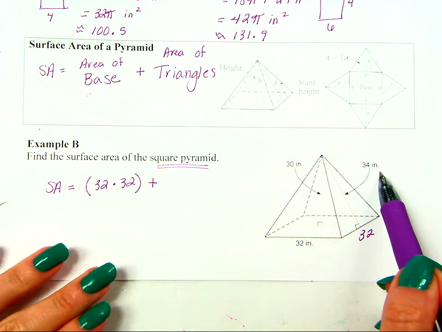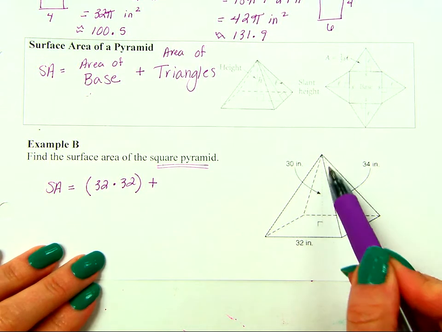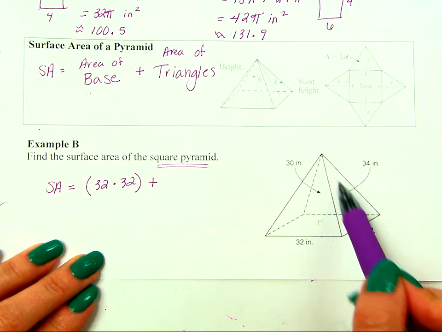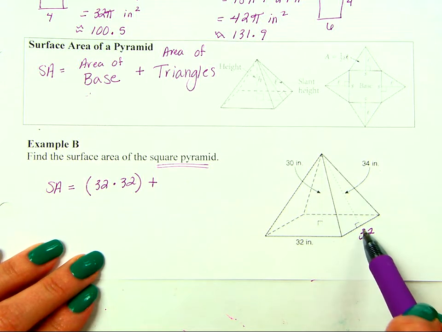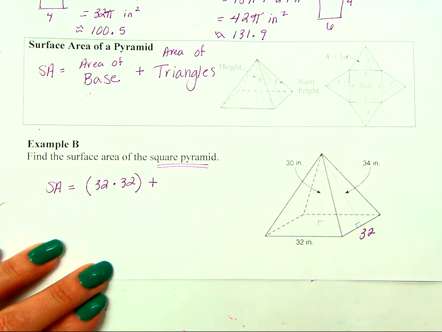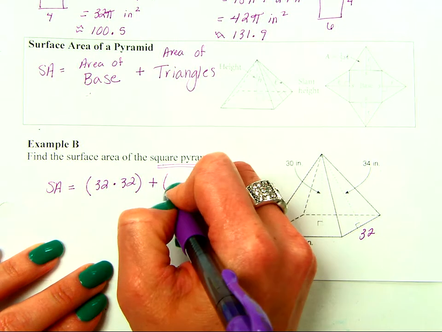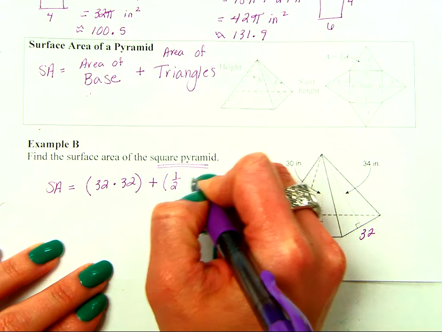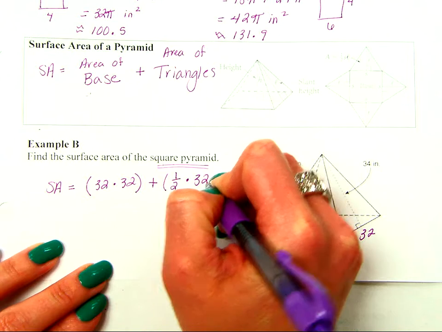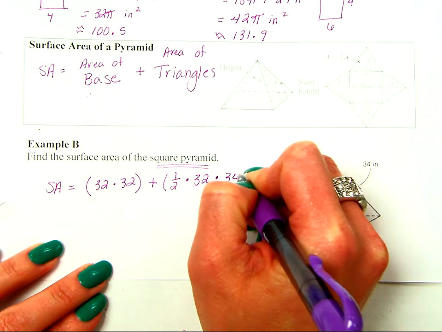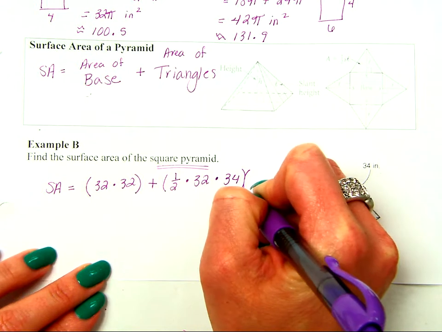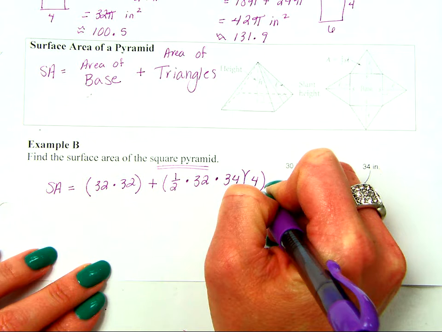The answer is 34. The height of the triangle is actually the slant height. The height of the overall pyramid would be 30. That's what we would use if we were calculating volume. But because we're calculating the area of the triangle, we're going to say base 32, height 34. And we have to remember that we have 4 of those triangles.